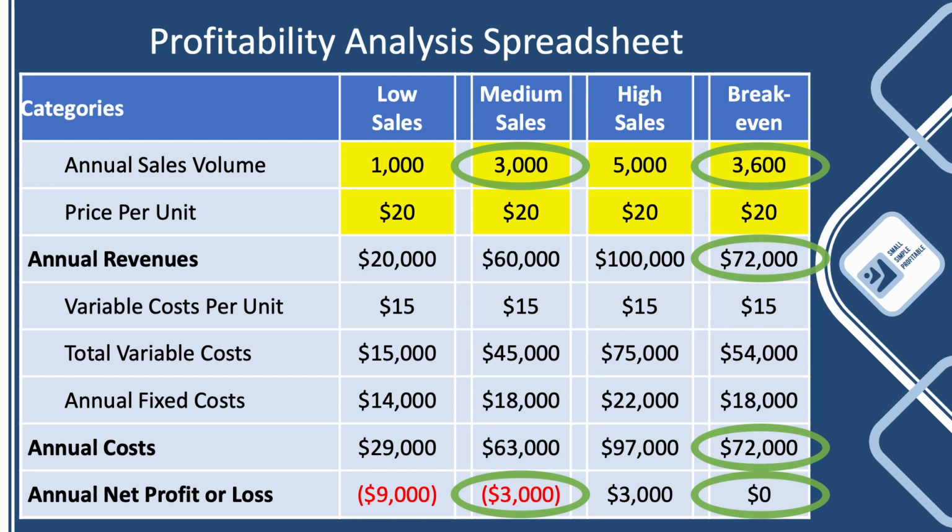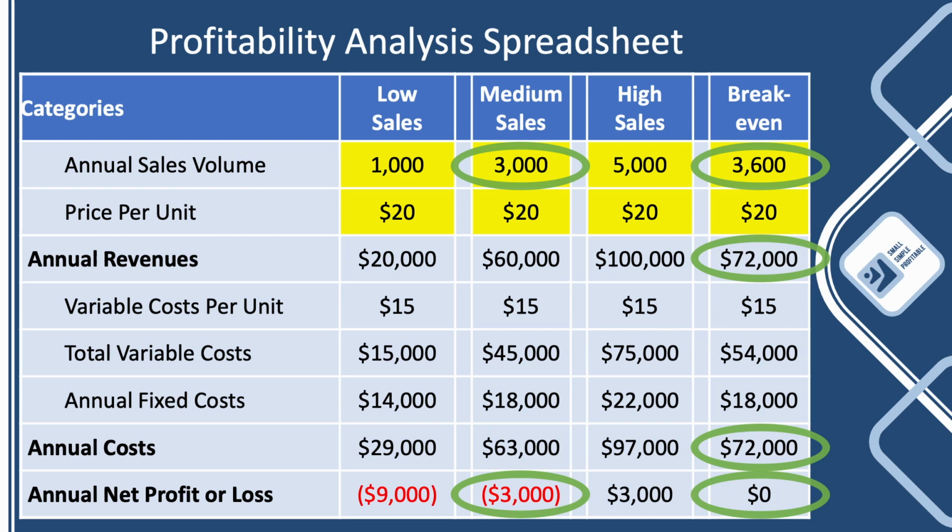In fact, this analysis says that your break-even level of sales is 3,600 hours of language lessons in a year, which gives you an annual revenue of $72,000, and you're still not making a profit because your annual costs are also $72,000. Selling 3,600 hours of language lessons in a year in this example is just your break-even point.